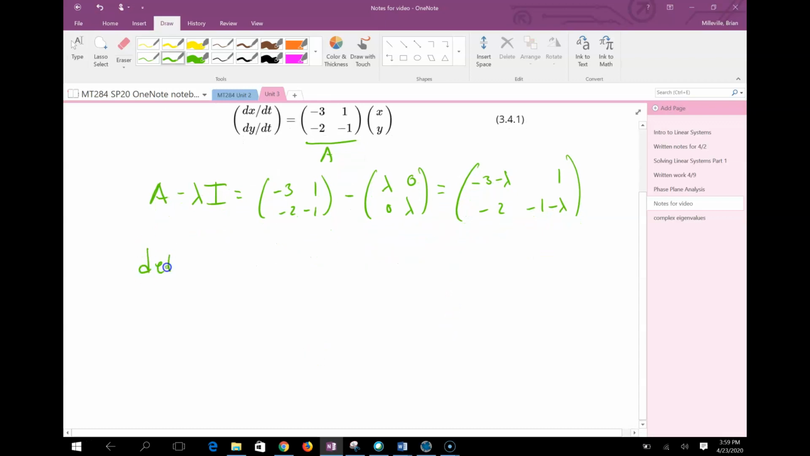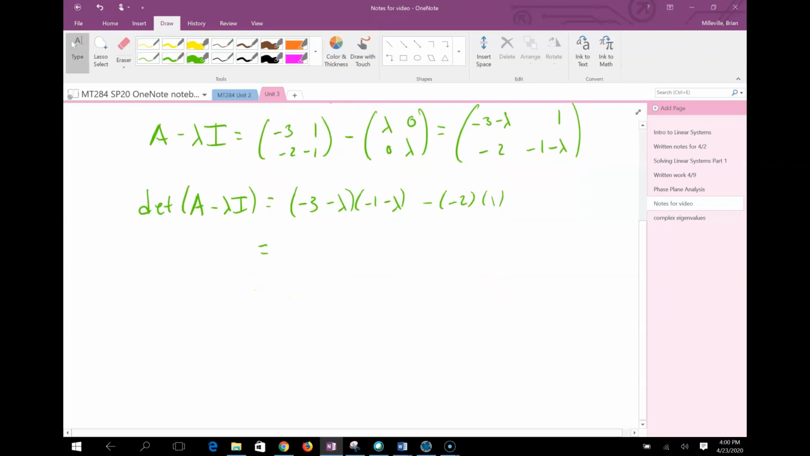Then we take the determinant of that matrix. We multiply the main diagonal together, negative 3 minus lambda and negative 1 minus lambda, and subtract the product of the off diagonal, negative 2 times 1, and then we multiply all this out. Multiplying the outside terms, we get positive 3 lambda, then multiplying the negative 3 through, plus 3, and multiplying the negative lambda through, plus lambda squared. The off-diagonal part ends up being plus 2. Combining like terms, we end up with lambda squared plus 4 lambda plus 5.